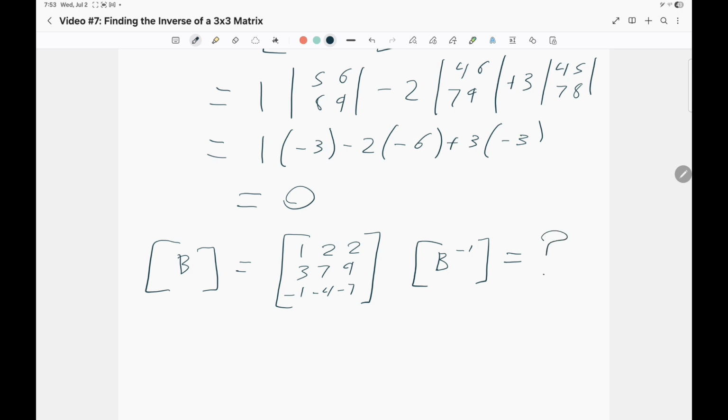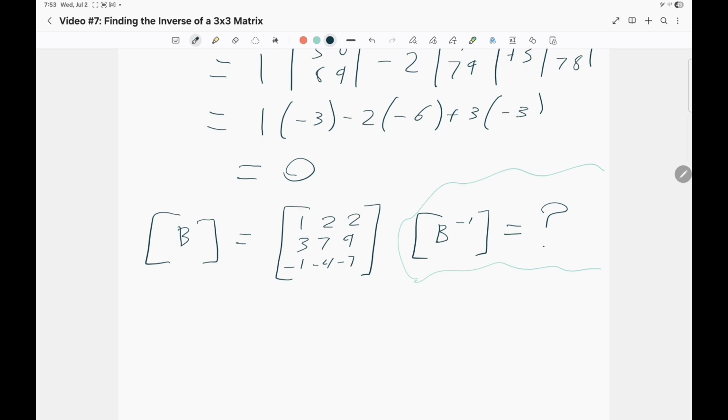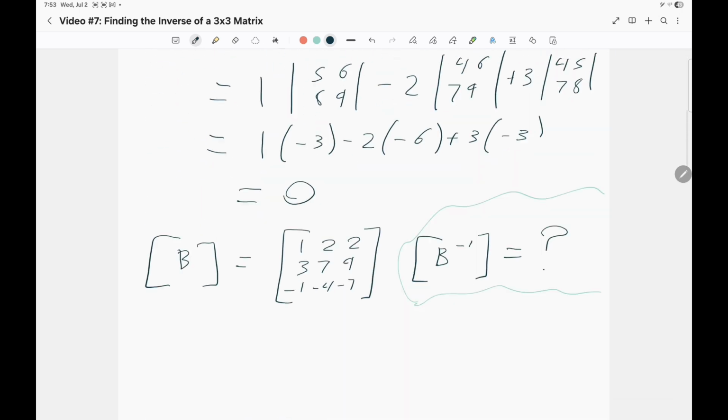And what's the inverse? That's what we're looking for. The inverse of our matrix. That's what we're trying to find out. So, all right, let's finally get to the title of our video here, almost 10 minutes in.